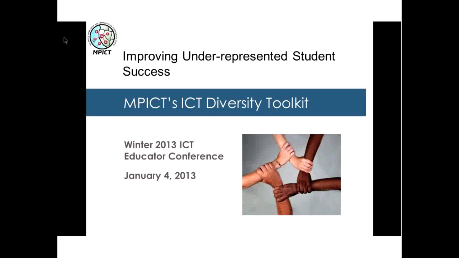So one of the first things I'd like you to do is go to the internet and go to MPICT.org. I think all the computers should already be on and connected. Okay. And then in that blue column down at the end, you're going to see a link that says tools and practices for increasing diversity in ICT.